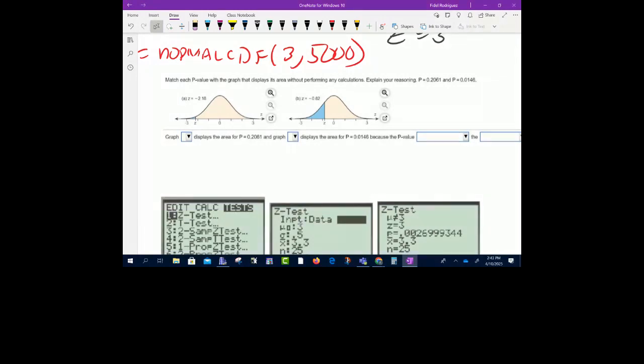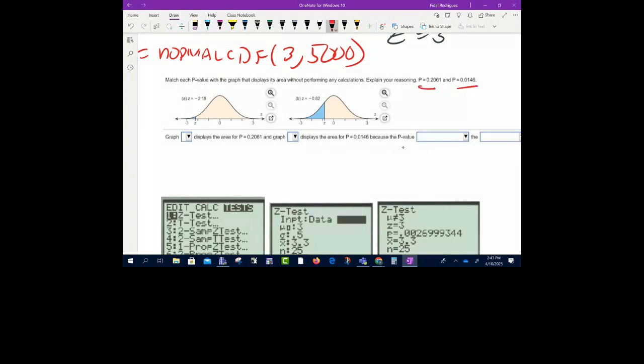Here it just says, can we match the p-value with the graph that displays the area without doing any calculations? Let me ask you a question, y'all. Look at the pictures here, and I know y'all's copies are gray and grayer, but if you look up at the screen, you can see the blue. Which area is bigger, A or B? B is bigger, right?